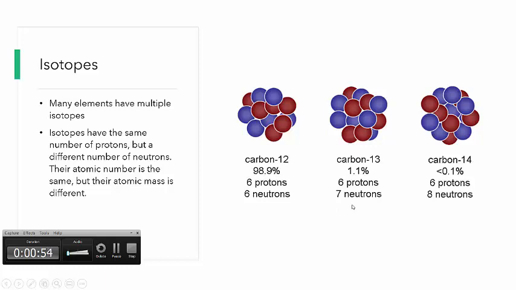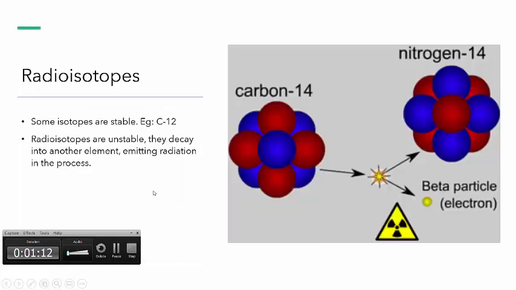There are two other isotopes of carbon, carbon-13 and carbon-14. In carbon-13 there are 7 neutrons and 6 protons, and in carbon-14 there are 8 neutrons and 6 protons. Both carbon-13 and carbon-14 are unstable isotopes. So most elements have some isotopes that are stable. For example, as previously mentioned, carbon-12 is stable.